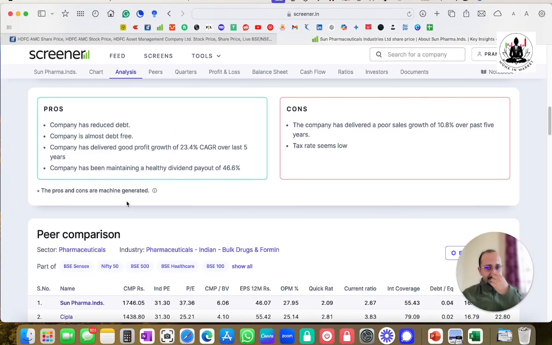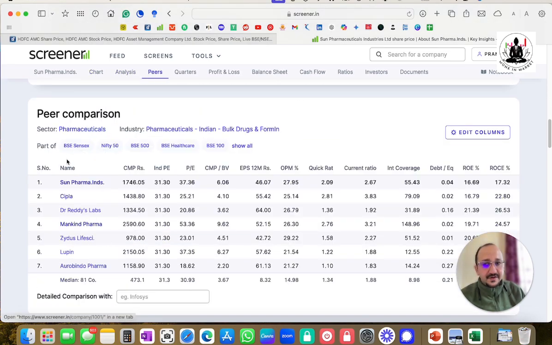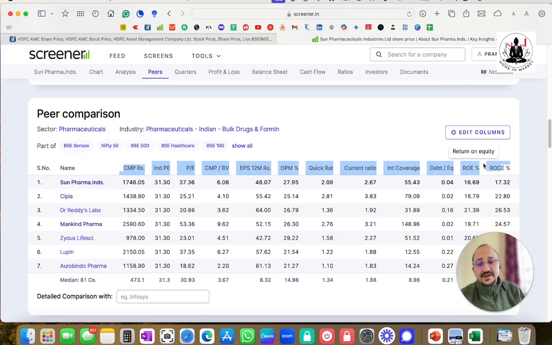So if I compare it with this company, this is Sun Pharma. So when I open this Sun Pharma, guys, these are all the ratios. So what I am doing over here is, one company within the pharmaceutical sector, I am comparing it with other pharmaceutical sector companies.